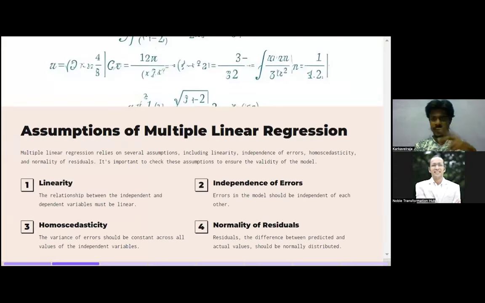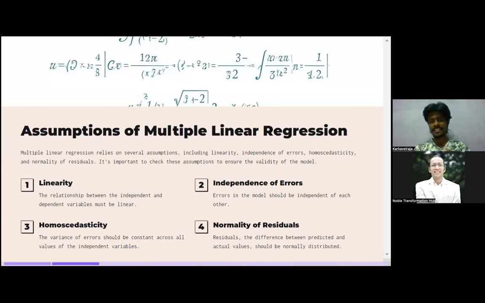I hope if you have watched the previous session on linear regression, you know what an assumption of linear regression is. Linearity, that will be the same here. Let's see how it differs. Multiple linear regression relies on several assumptions, including linearity, independence of errors, homogeneity, and normality of residuals. It's important to check these assumptions to ensure the validity of the model.